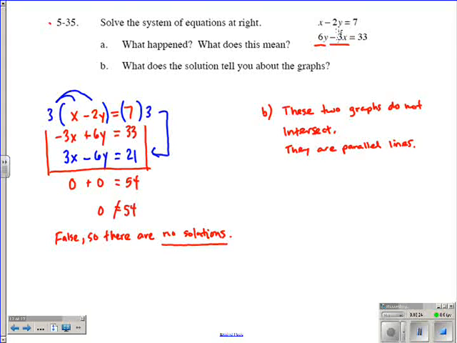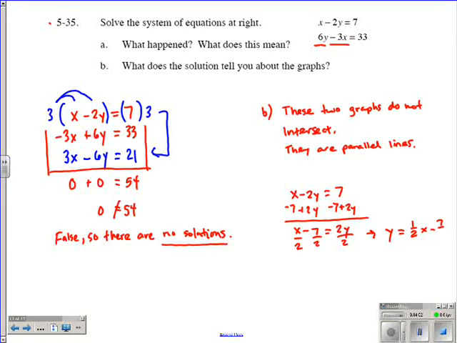So if we wanted to check on that, another way we could look at this is if we put them both into slope-intercept form. We could say x minus 2y equals 7. And some of you may have done this already if you were solving it by substitution. If I add my 2y to each side and subtract my 7 from each side, just a different way of approaching it, I have x minus 7 equals 2y. Divide by 2, and I get the equation y equals 1/2 x minus 7/2.